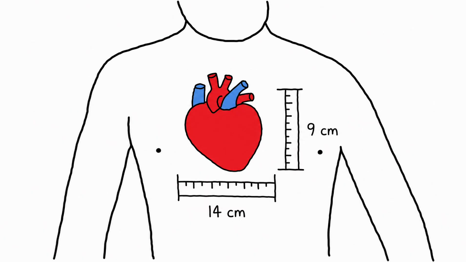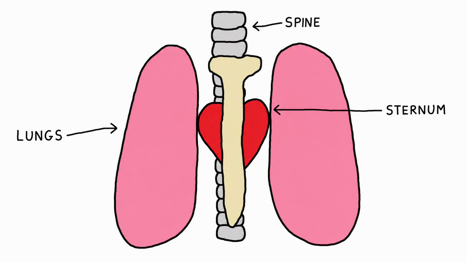The heart size will vary with body size. The heart is going to lie within the thoracic cavity, and it's going to be an average of 14 centimeters long and 9 centimeters wide. Like I said, the location is posterior to the sternum, medial to the lungs, and anterior to the vertebral column.